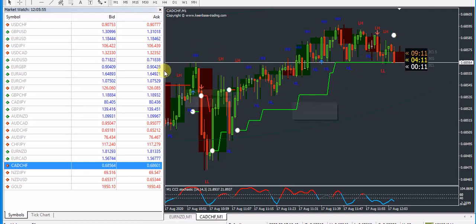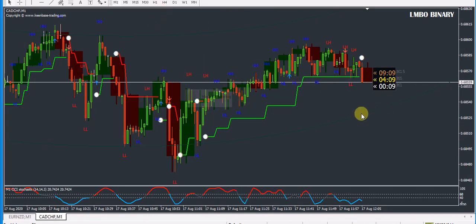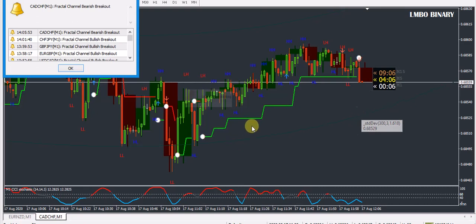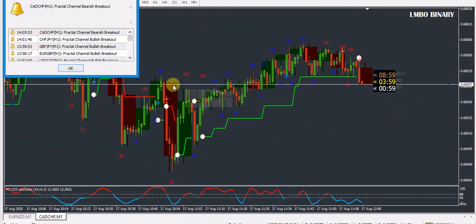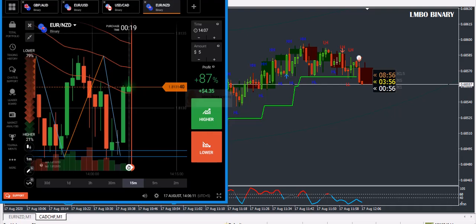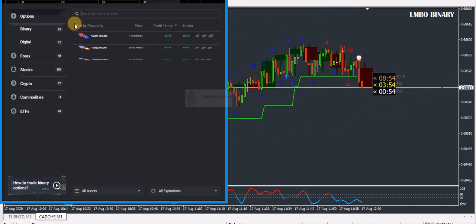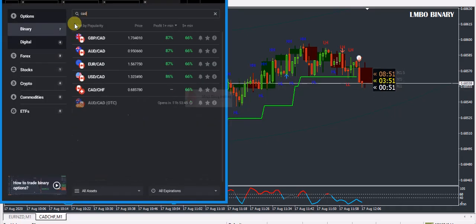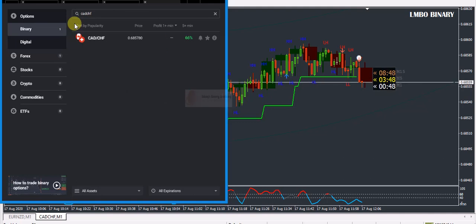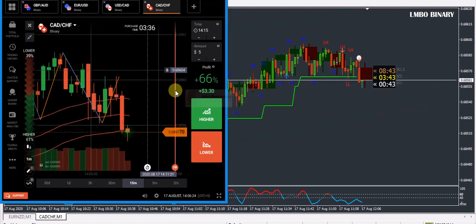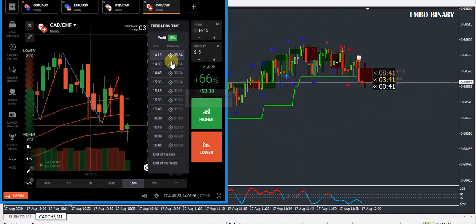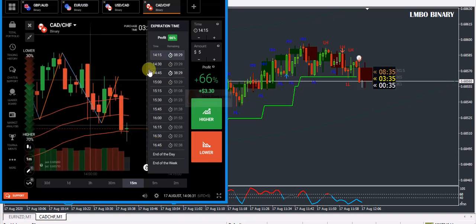So here in the CAD CHF, a trend is going to change. I will take a last try. And it's showing me it must retest and then take a trade. I don't know why my mouse is not working. So that is CAD CHF. Oh, there is no time here. Okay, so I'm not taking any trade because there is no time frame here. It's bad luck today. Okay, next time I can trade.